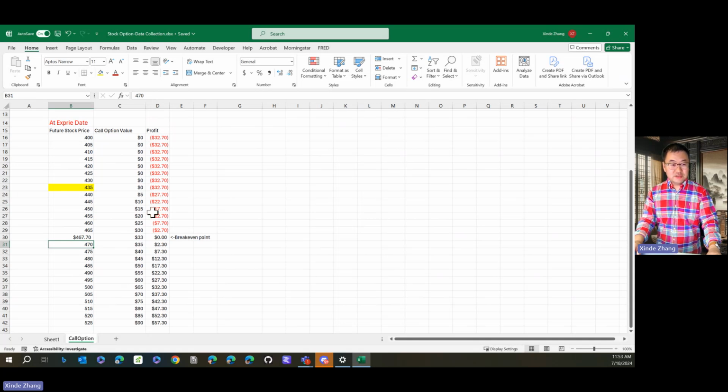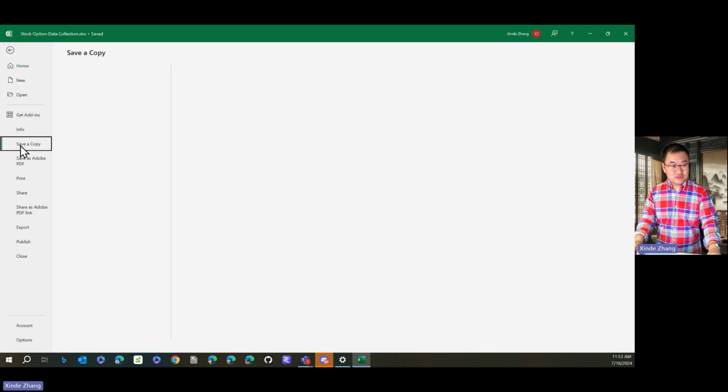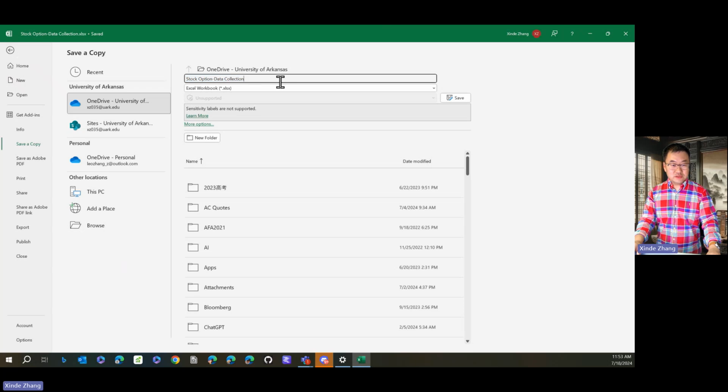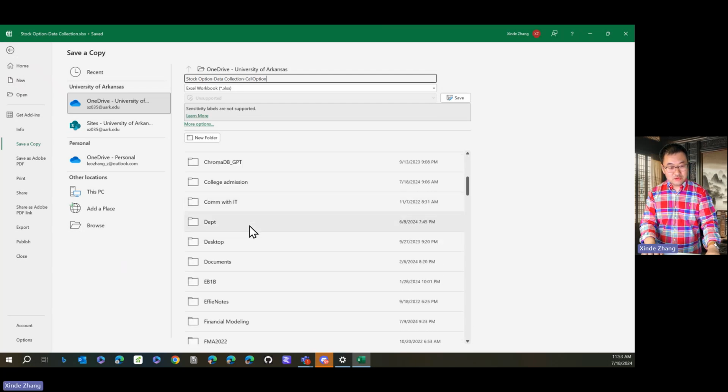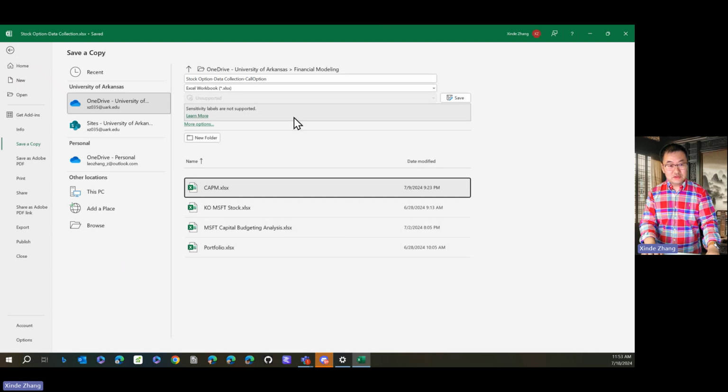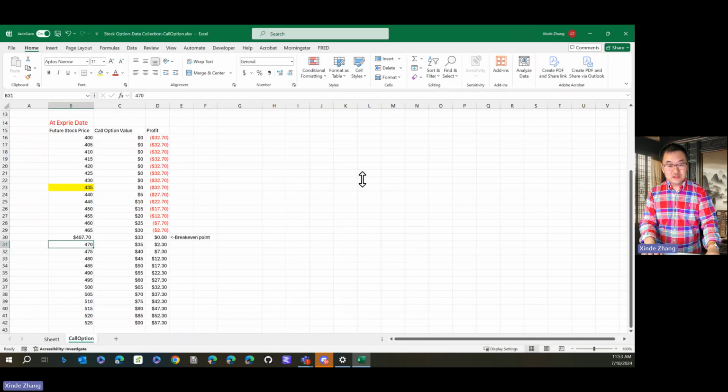Okay. Now I'm going to save my file. Save a copy. So this one that I actually have, with all the option profit or loss figured out, I'm just going to save into my OneDrive again, so that I have that in my folder, financial modeling. I'm going to save that.